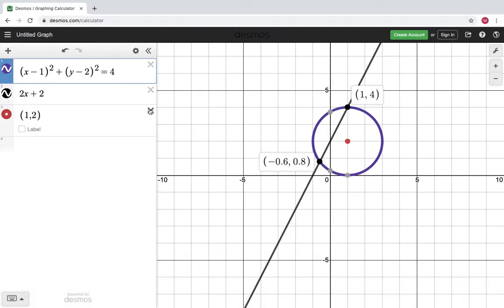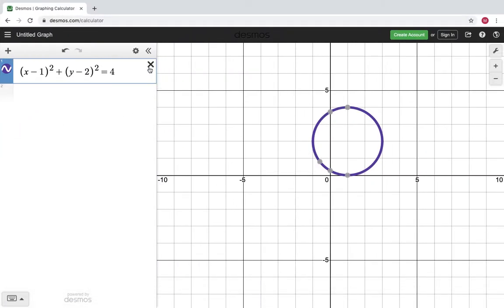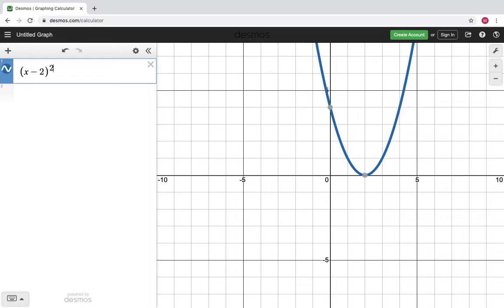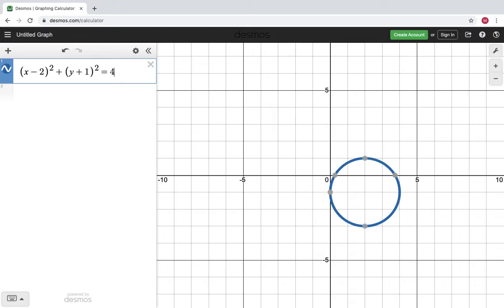And so if we did that, and we take all that out, so our result we said was x minus 2 squared plus y plus 1 squared, and that was equal to 4. So there's our circle. We claimed our center was at 2, negative 1. So there it is. That's correct.